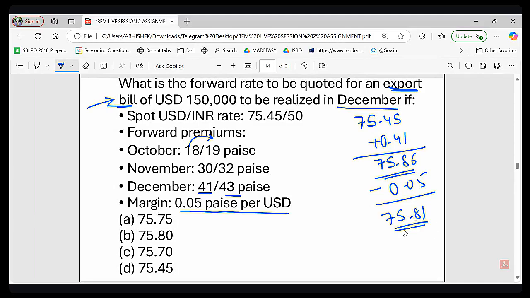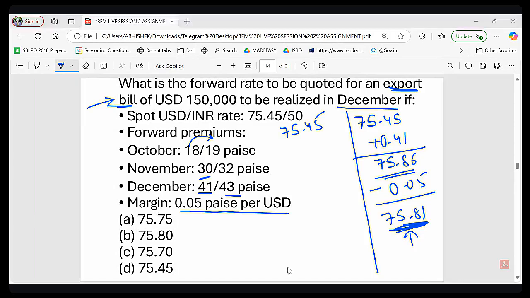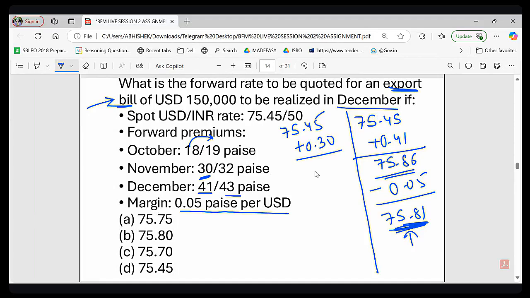अच्छा, तो ये आप देखिए 75.81 आ रहा है कब, जब हम दिसंबर का ले रहे हैं, राइट? अच्छा, अब एक काम कीजिए, अब आप नवंबर का लेके देखिए। Now you take the November, that is 30 पैसा, जैसा आप बोल रहे थे 30 पैसा, आप वो लेकर देखिए, ठीक है? सी, यहाँ पे मैं एक कंसेप्ट समझाने का प्रयास कर रहा हूं, वो समझिए। Try to understand, you take 75.45, okay, you take November premium, that is 0.30, right? This you will get 75.75, okay, and then you subtract the margin, which is 0.05, you will get 75.70.